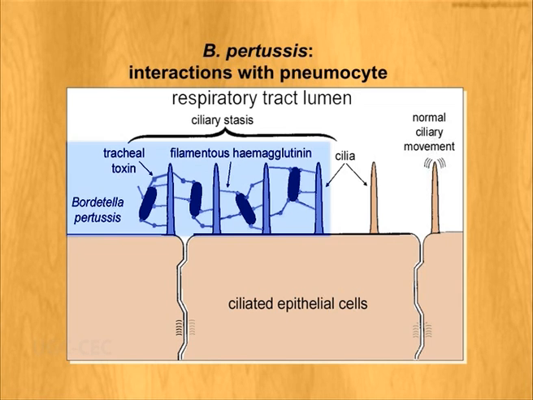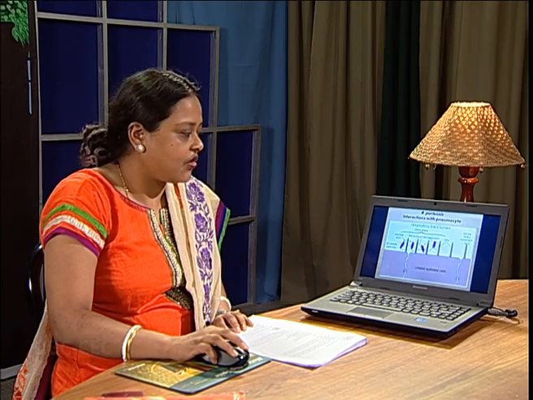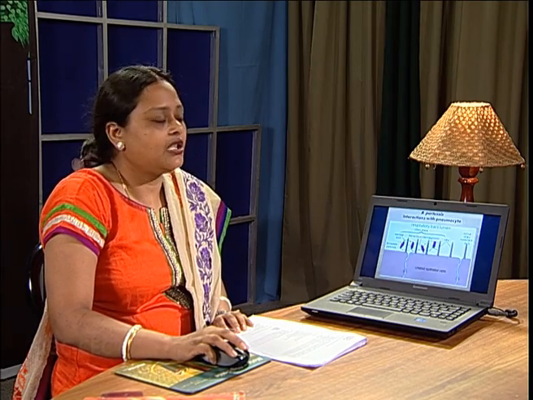They generally rest here and entangle together, giving rise to ciliary stasis. Cilia do not move, and as such they become stagnant, and we have the incorporation of more Bordetella into these cells and their growth and activity, causing dysfunction of the actual working of the ciliated cells.